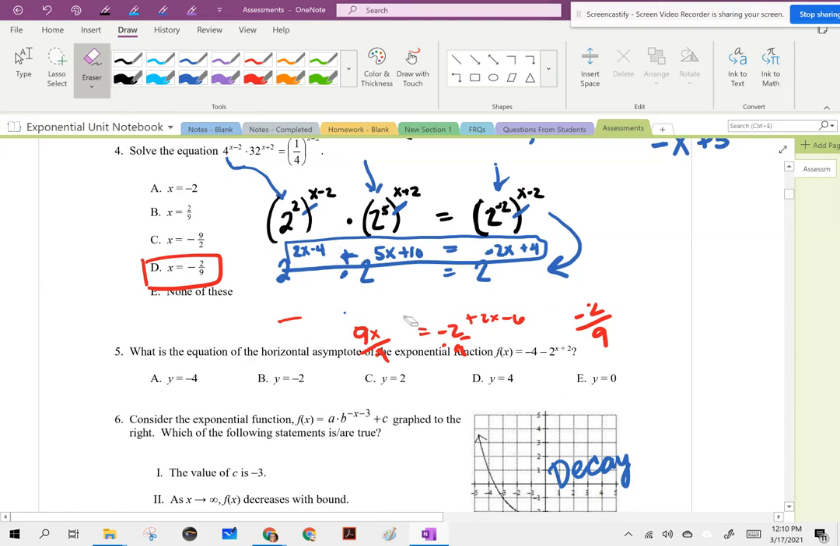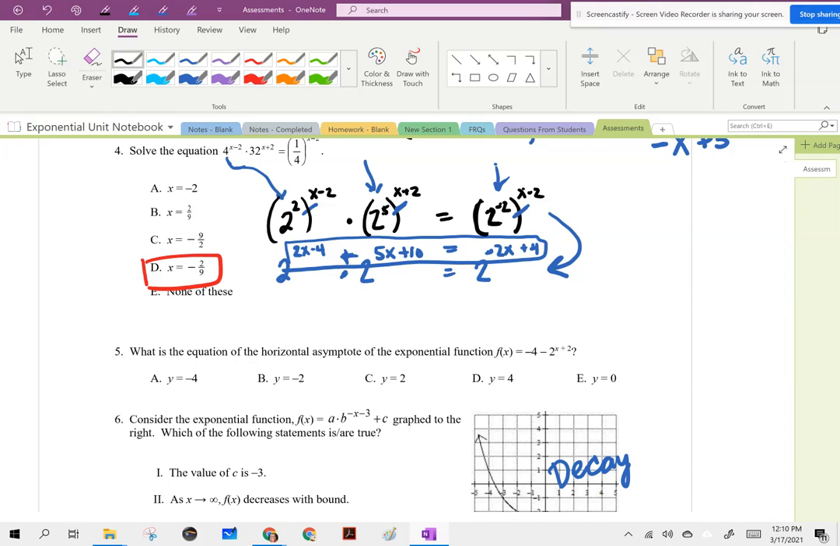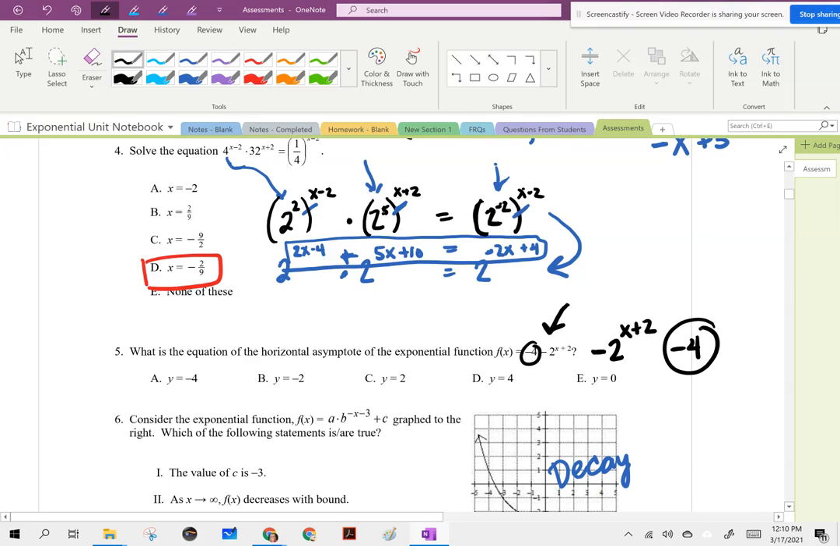All right, number 5, if we take a look at our equation, look at this. Do not just assume that it's 0 because you don't see a constant at the end. Pay attention. It's -4 minus 2x, 2 to the power of x plus 2. So rewrite it. It's -2 to the x plus 2 power. This is your constant. So your constant is -4. So your answer for number 5 is A. You have to just pay attention to detail.